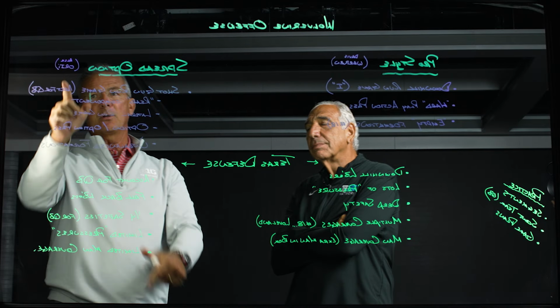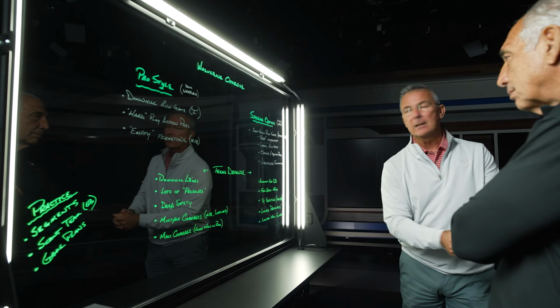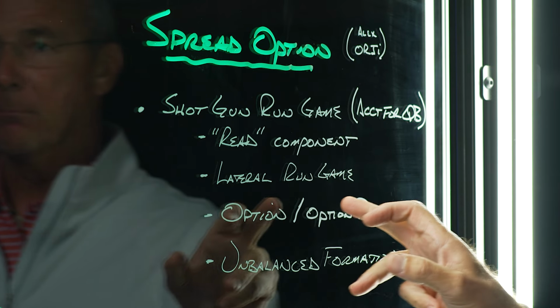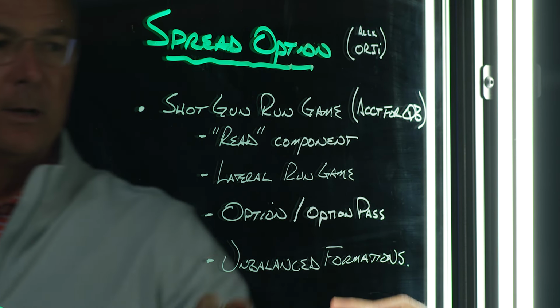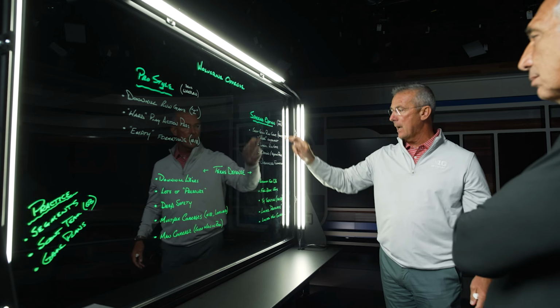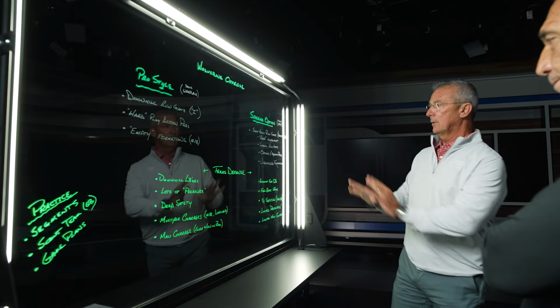Let's go over the spread option. Alex Orji is your quarterback. Shotgun run game. There's always a read component. That means a quarterback, you better account for him. He can keep the ball. Lateral run game, much different than the downhill run game. Option and option pass, accounting for the quarterback, big part of the spread option offense, and unbalanced formations, which we saw on tape earlier today. Okay, that's what it is.